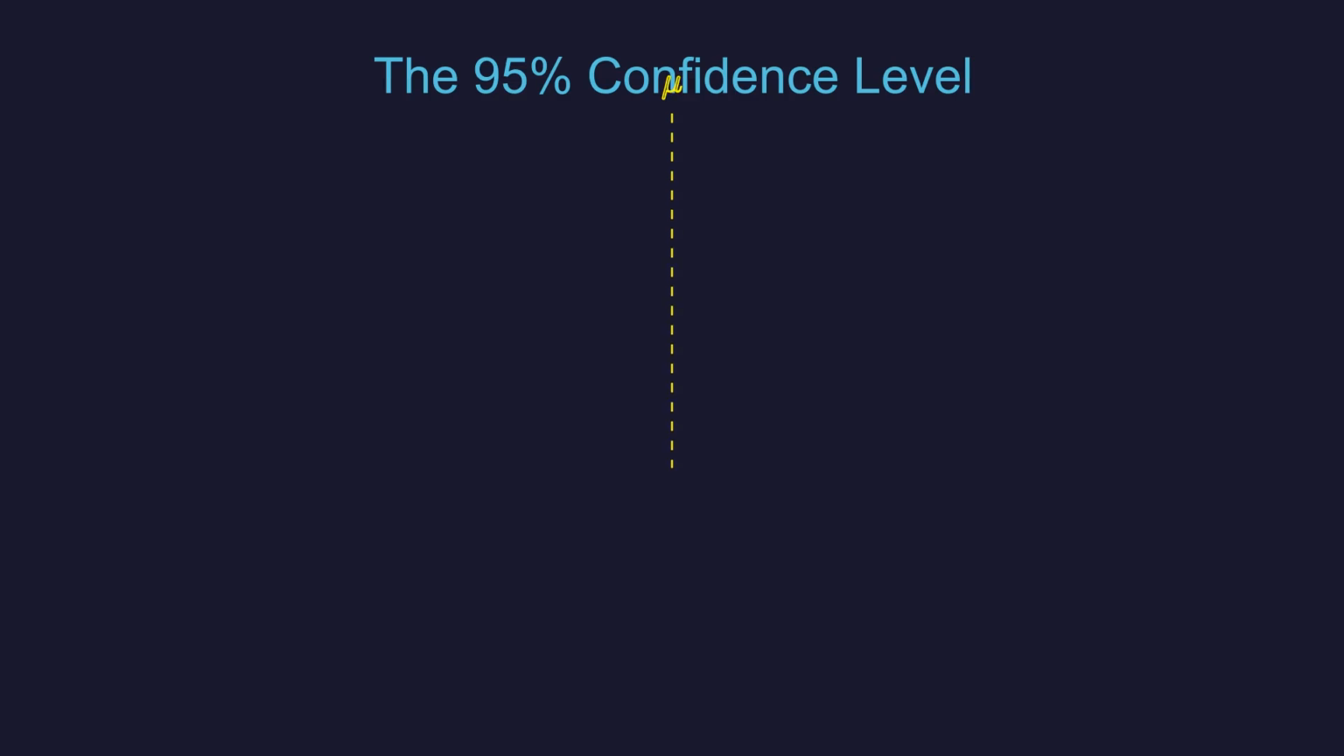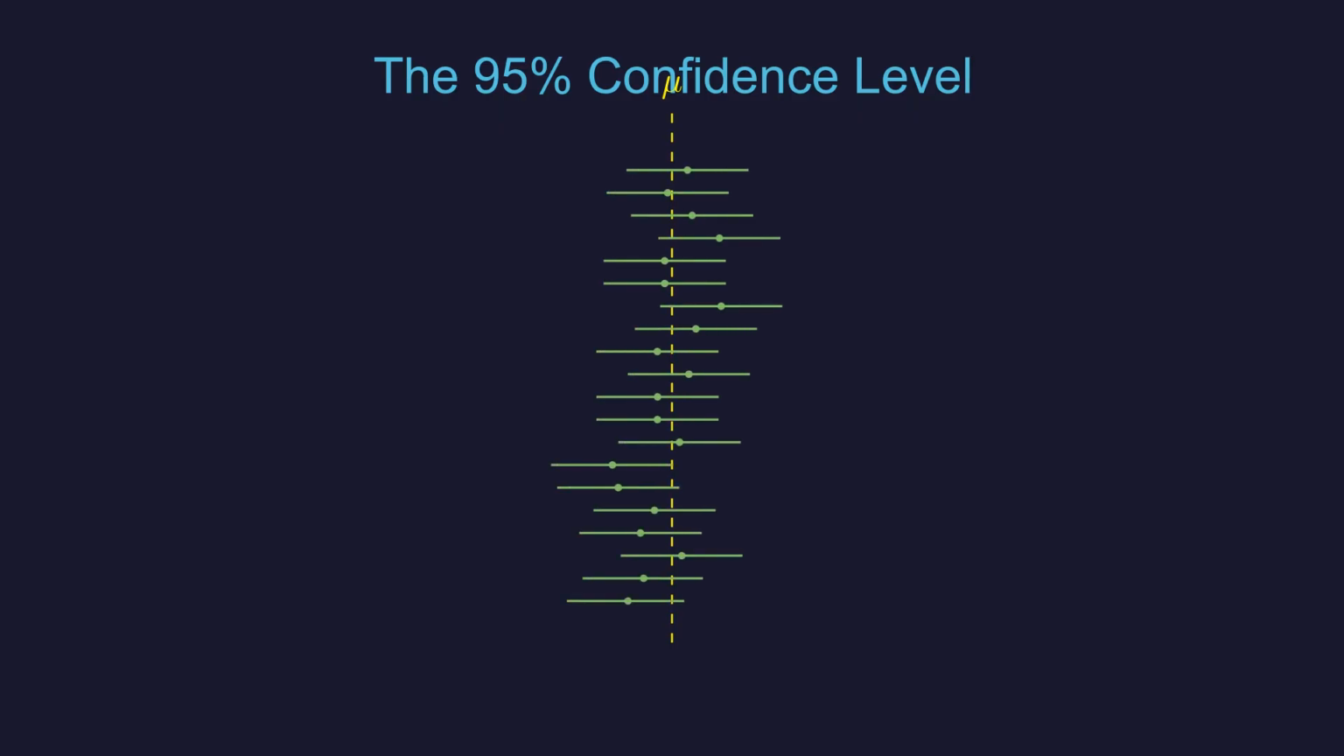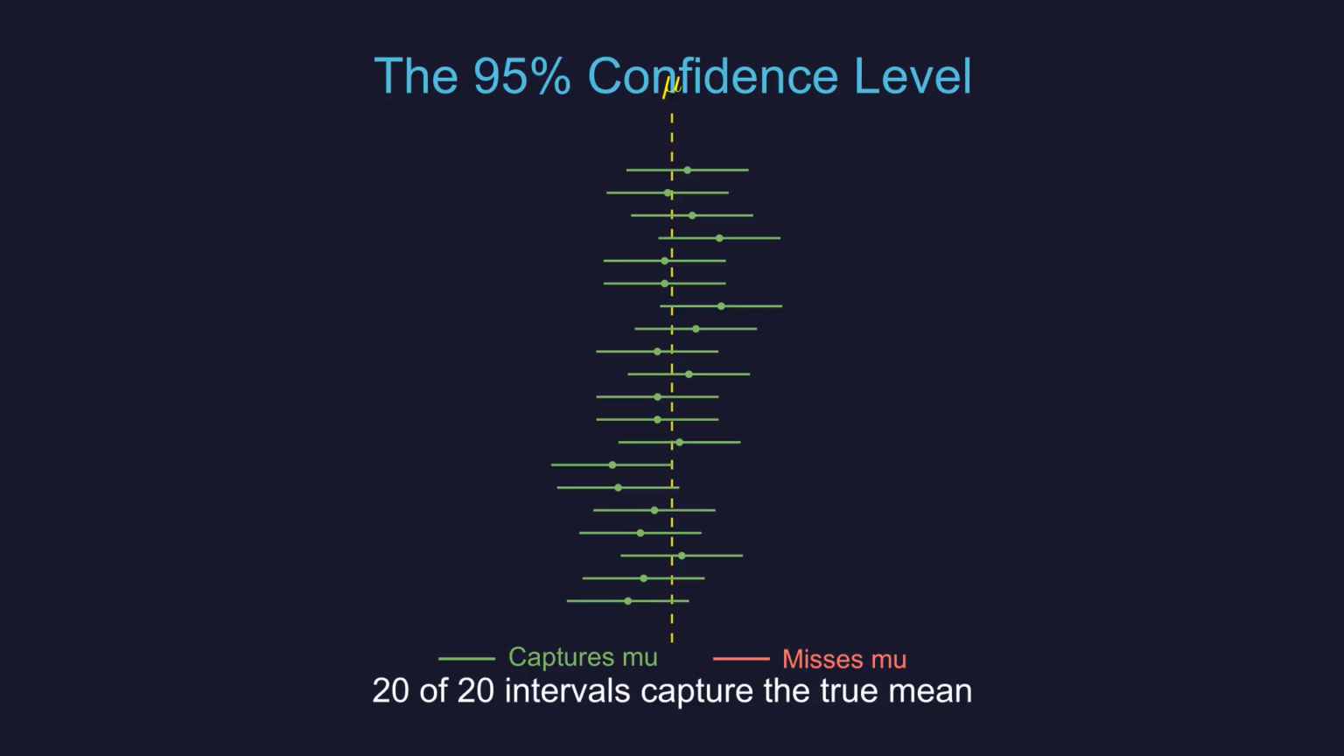Here is the key idea behind confidence intervals. Imagine taking many independent random samples from the same population and computing a 95% confidence interval from each sample. Each sample gives a slightly different interval. Some intervals capture the true population mean mu, shown in green, while a few miss it, shown in red. In the long run, about 95% of all such intervals will contain the true value of mu. That is what 95% confidence means.